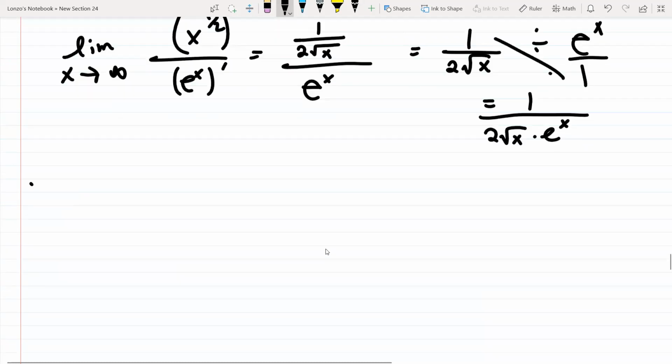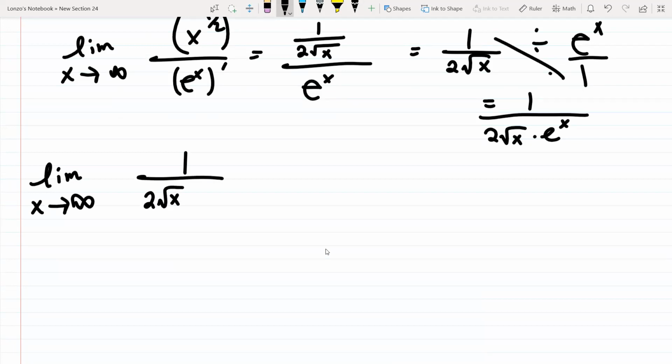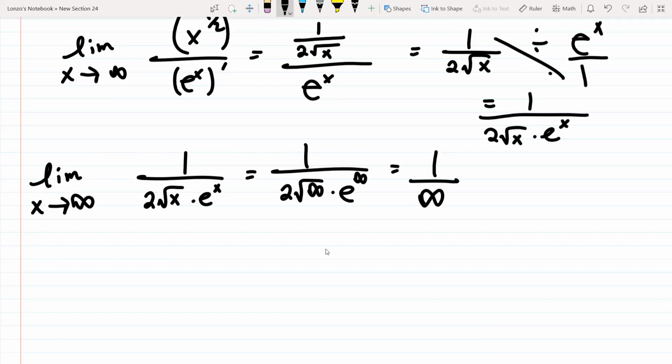So it's going to be the limit as x goes to infinity of 1 over 2 radical x times e to the x. When you put in infinity, it's going to be 1 over 2 radical infinity times e to infinity. And on the bottom, it's just going to be 1 over infinity. And 1 over a large number is always going to be 0.